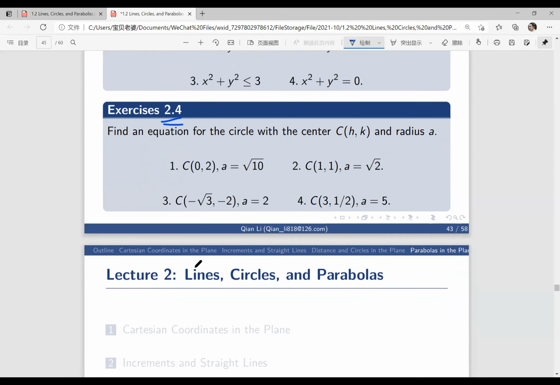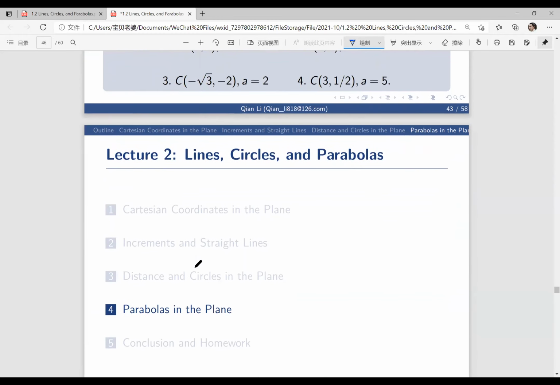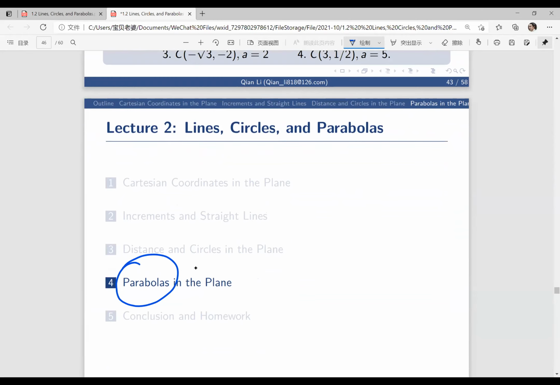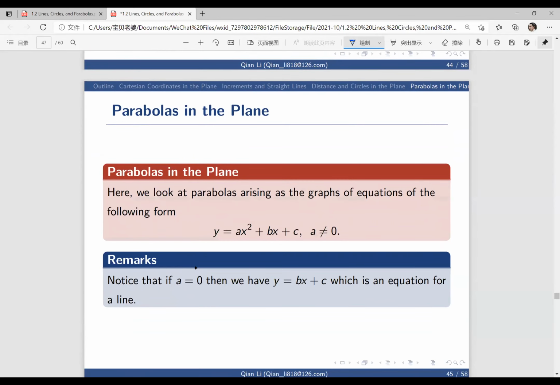And then, following, we will study the equation of parabolas in the plane. We look at the parabolas, and parabolas arise as the graphs of equations of the following form: y is equal to ax squared plus bx plus c, and notice that a is not zero.